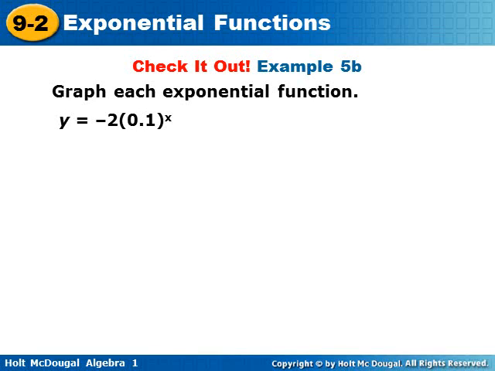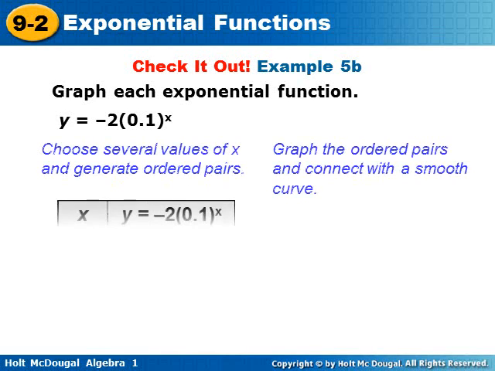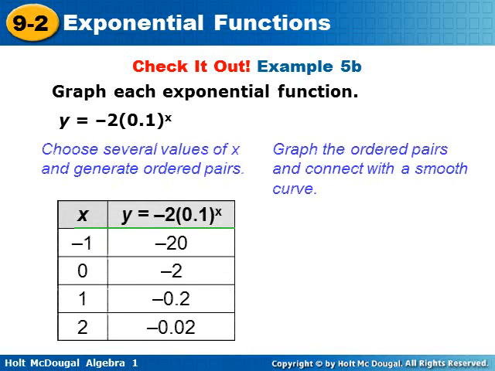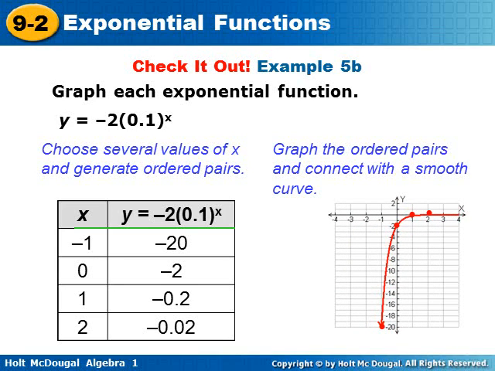Graphing y equals negative 2 times in parentheses 0.1 raised to the x power. This one's for you to try on your own, and then you can check back for your answer. So you're going to choose your values of x, and we get negative 1, 0, 1, and 2. We plug those values in, and we get negative 20, negative 2, negative 0.2, negative 0.02. And we graph. You can kind of estimate where those dots would go. And then you'll see that the graph is coming from the right-hand side, but it's curving down now because the a value was negative.